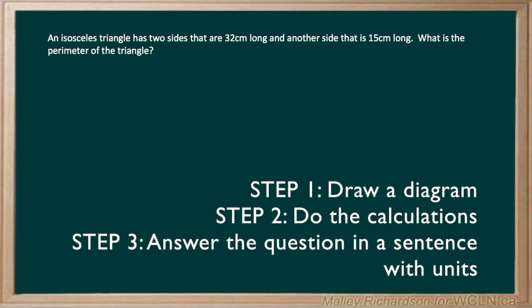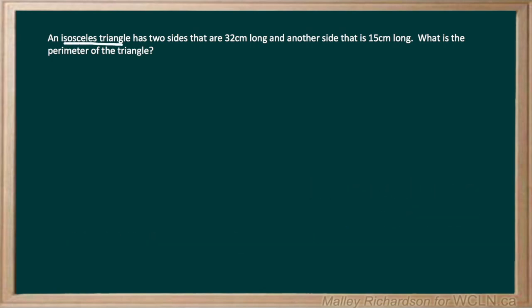It says that we are going to have an isosceles triangle with two sides that are 32 centimeters and then one side that is 15 centimeters. So we know that an isosceles triangle has two sides of the same length followed by a base. Our two sides of the same length are 32 centimeters, and then our base is 15 centimeters.